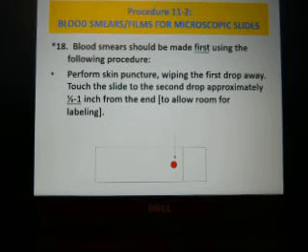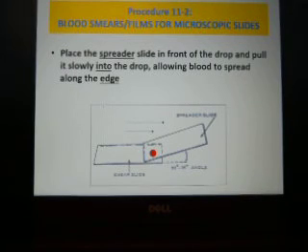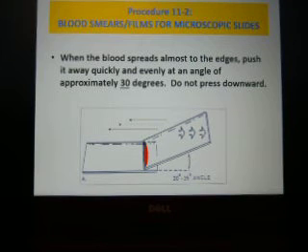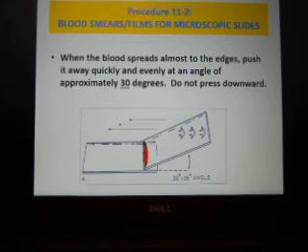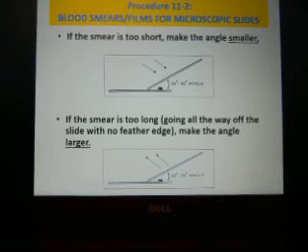But as you can see, you put that drop of blood down near your frosted end where you label your slide. You put your spreader slide in front of the drop of blood. You gently bring it back into the drop of blood. You want to have it at about a 30 to 35 degree angle. And then as that blood touches the spreader slide, it's going to quickly run across there. Then you don't press down hard, you just go forward with your slide.